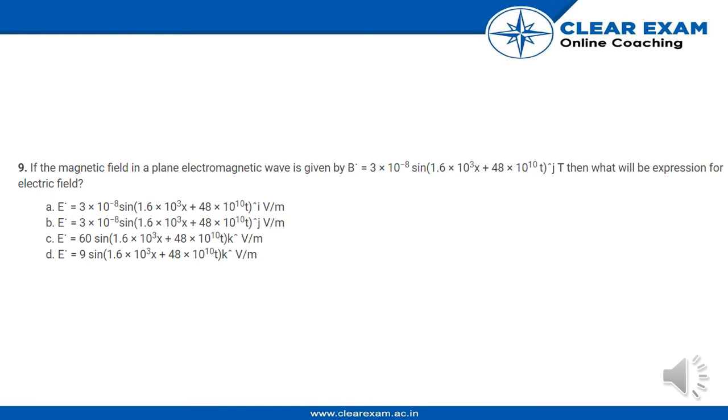The question is, if the magnetic field in a plane electromagnetic wave is given by B equal to 3 into 10 to the power minus 8 sine of (1.6 into 10 to the power 3 x plus 48 into 10 to the power 10 t), then what will be the expression for electric field?